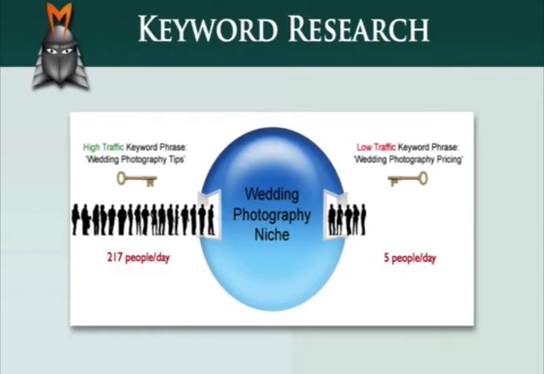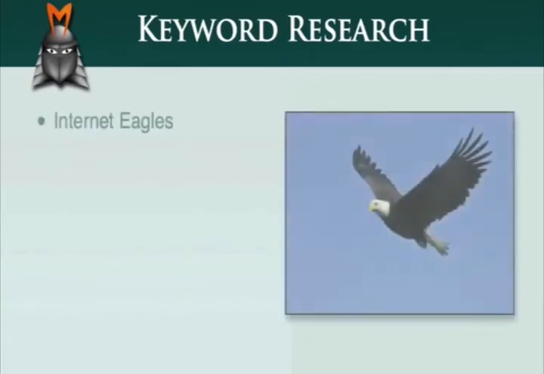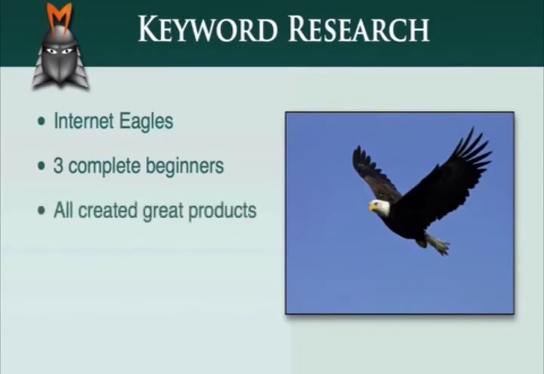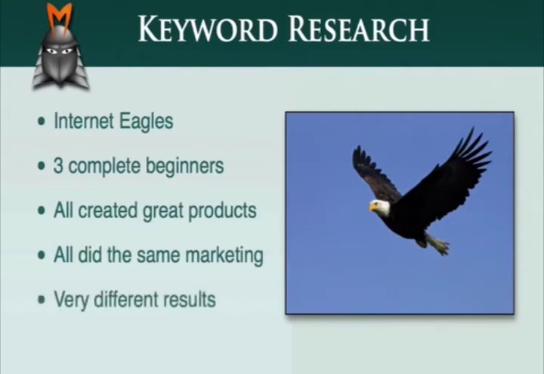A few years ago, the CEO of Noble Samurai, Eugene Ware, myself, and Ed Dale created the Internet Eagles project. For 12 months, we worked with 3 complete beginners to help them create online businesses from scratch. All 3 of them worked extremely hard to create their own ebooks, and they all followed exactly the same marketing process. However, the results they achieved varied dramatically.